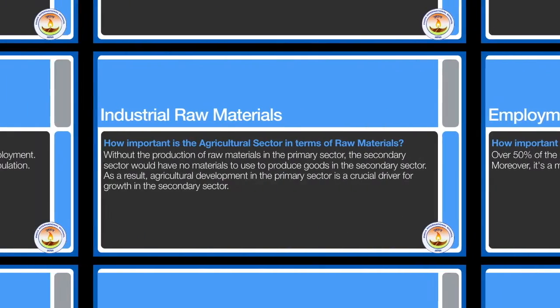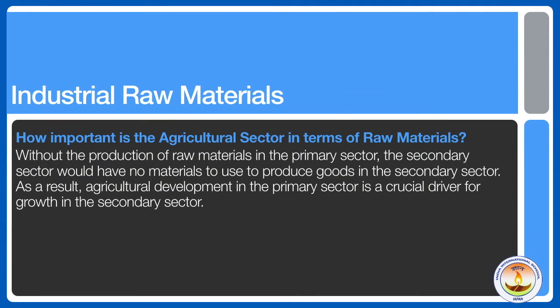Next, let's talk about how important the agricultural sector is in terms of raw materials. The agricultural sector provides a variety of raw materials which are then used by the secondary sector to produce final goods. Now, I'm going to give you an example that's not dependent on the agricultural sector per se, but it'll give you a clear image of what we're talking about.